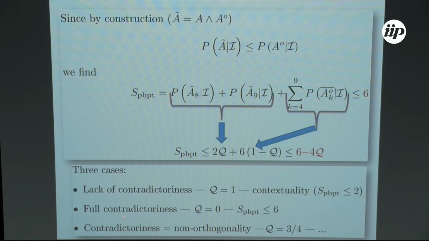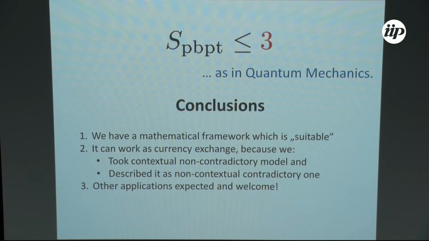But if contradictoriness is non-orthogonality, and we know how non-orthogonal these projectors are, and we plug the value in, it's 1 minus 1/4, exactly how it comes, then the bound is exactly 3 as in quantum mechanics. And again, I would like to tell you the purpose of this whole game. At the beginning, in the contextuality scenario, of course, there was no contradiction because that's how it used to work. But contextuality was necessary because the value was 3, and the non-contextuality bound was 2. So contextuality was there.